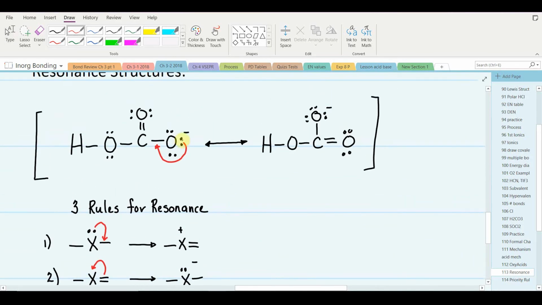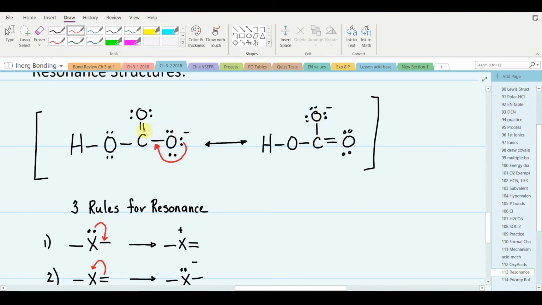It went from being negative to being neutral. So it lost 1 negative charge. Now when this happens, the other bond has to break. The pi bond has to break because otherwise carbon would have 5 bonds and it can't. So the second step would be for this oxygen on the top to go from a neutral doubly bonded oxygen to a negative singly charged oxygen.